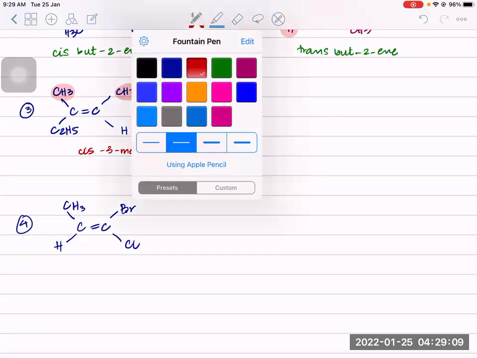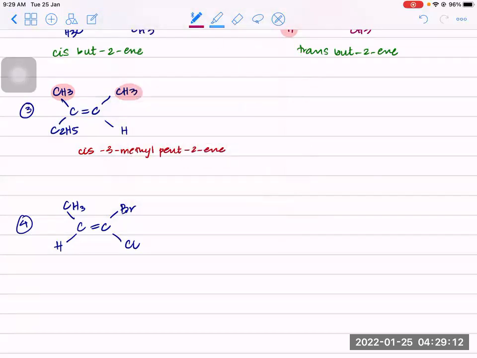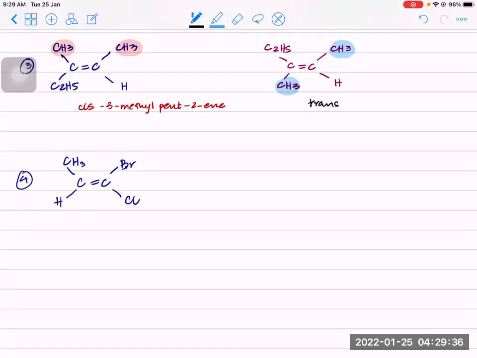Now let's draw the trans isomer for this. What will be the trans? So the trans will be where the two CH3s are on opposite sides. Yes? So if the two CH3s are on opposite sides, we call it the trans isomer. So this right here is the trans isomer. Clear? Because the similar groups are on opposite sides. Understood? Let's see number 4.